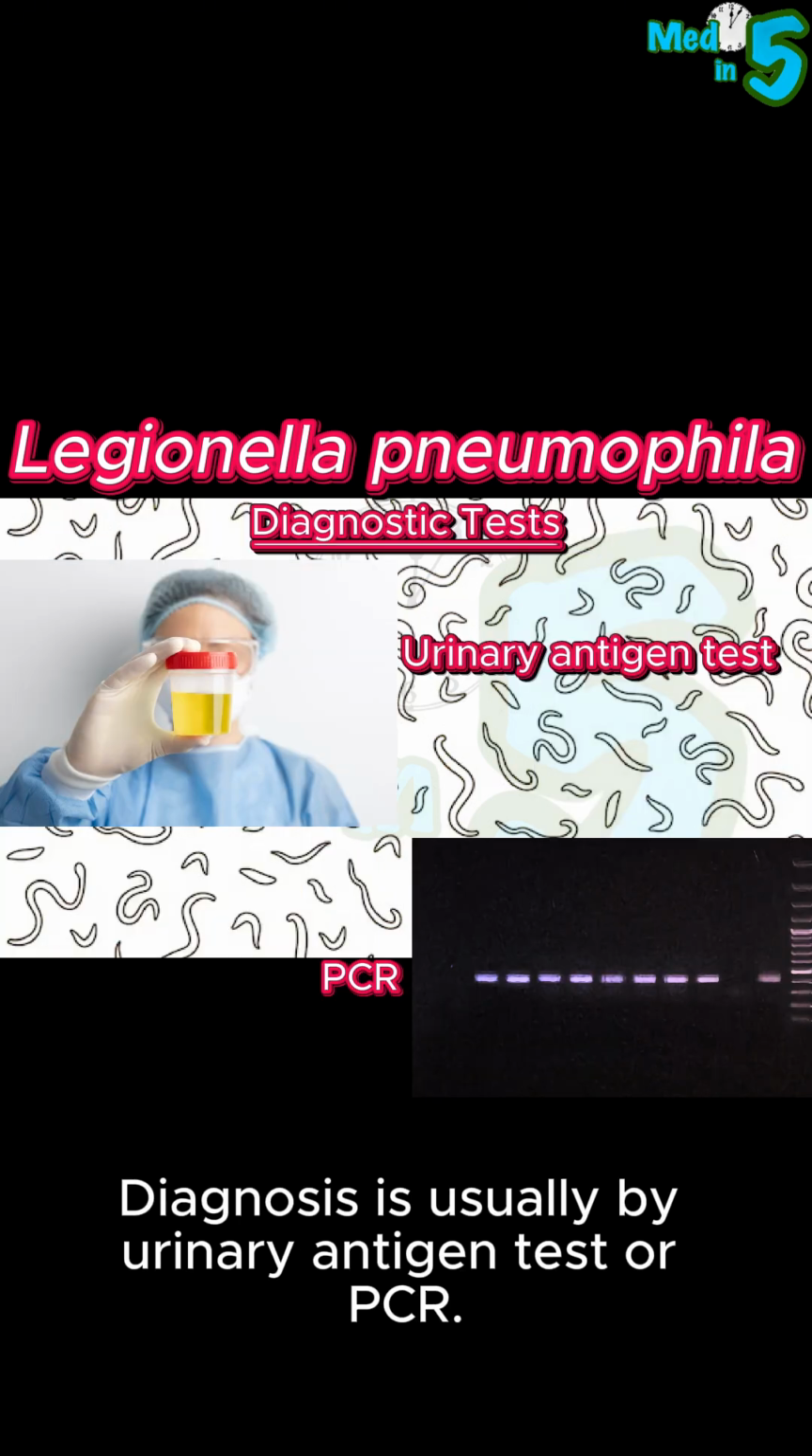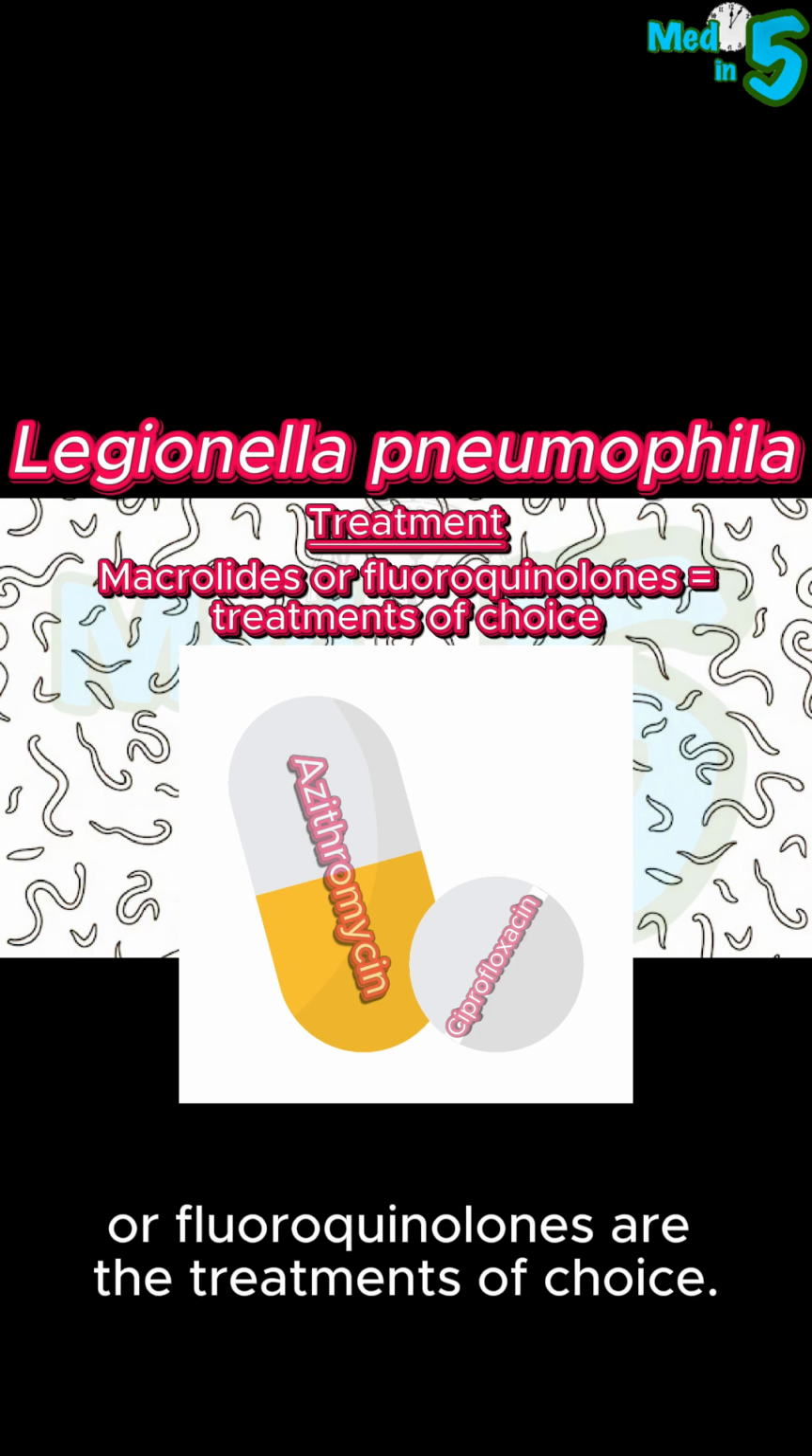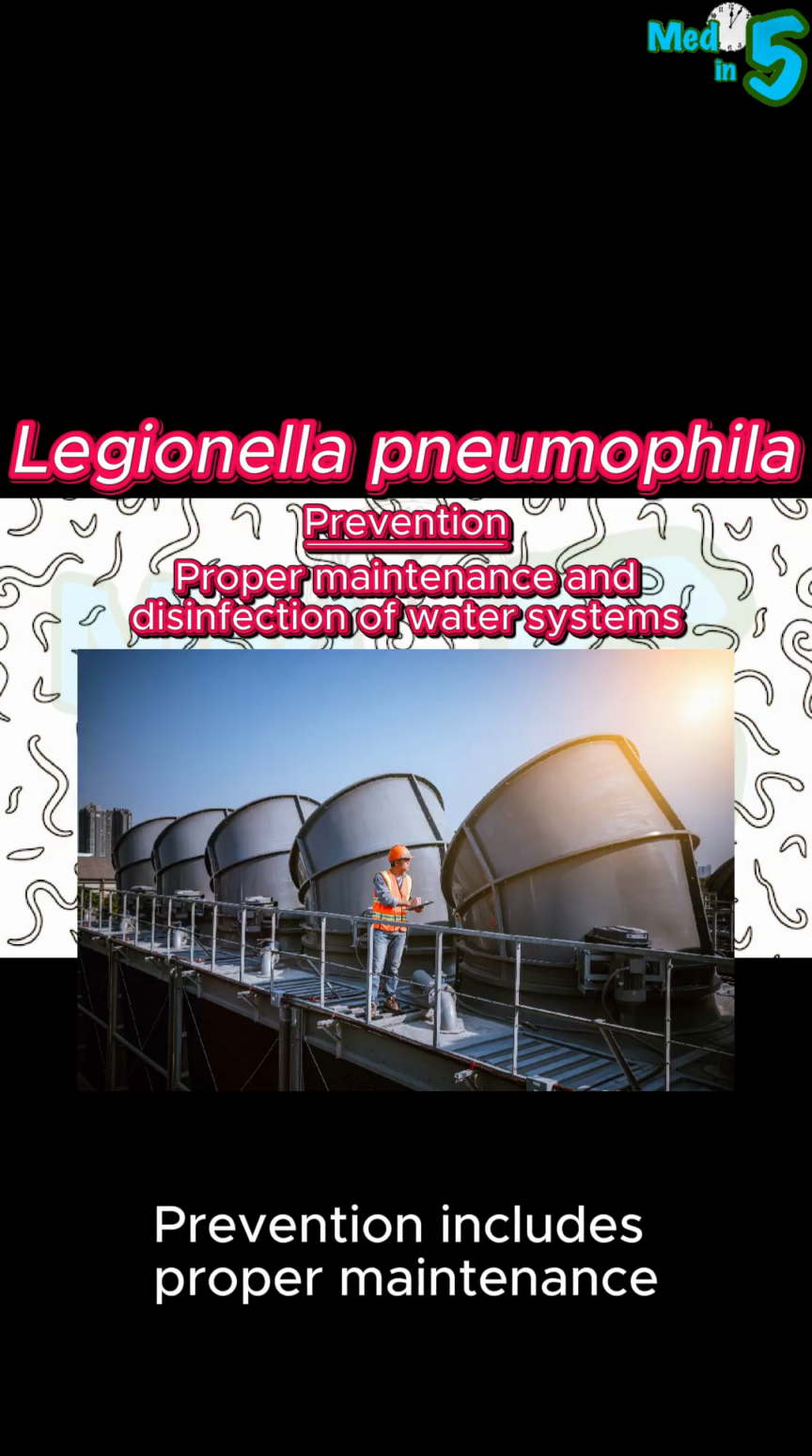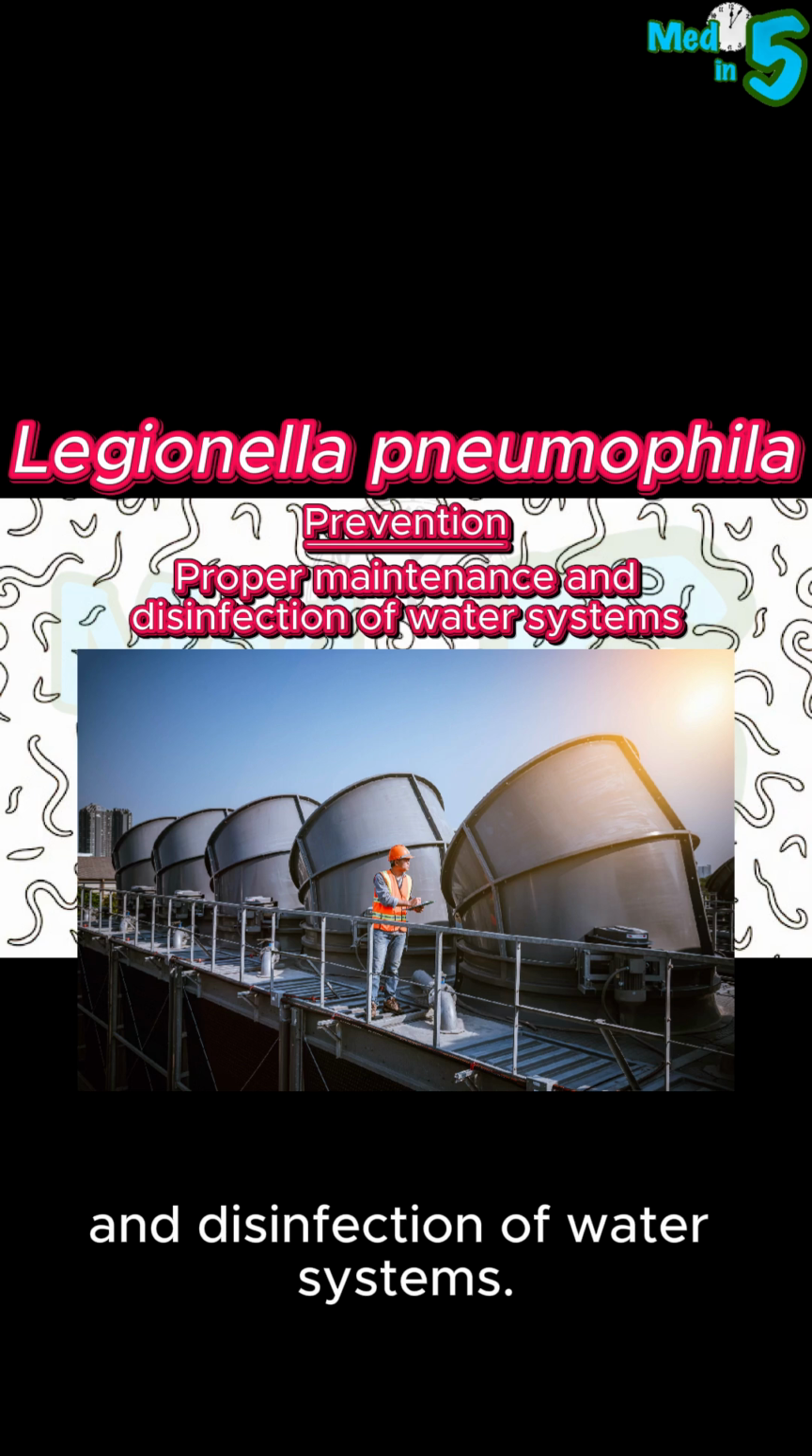Diagnosis is usually by urinary antigen test or PCR. Macrolides or fluoroquinolones are the treatments of choice. Prevention includes proper maintenance and disinfection of water systems.